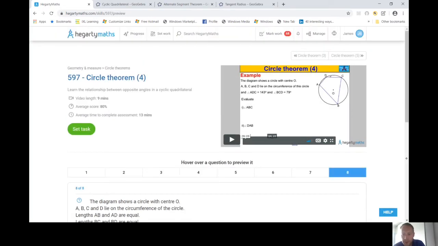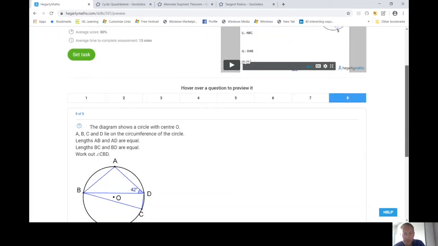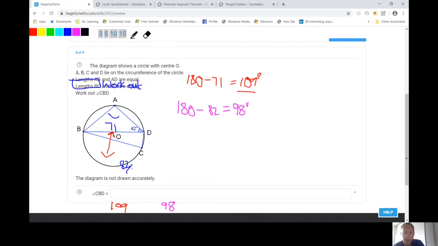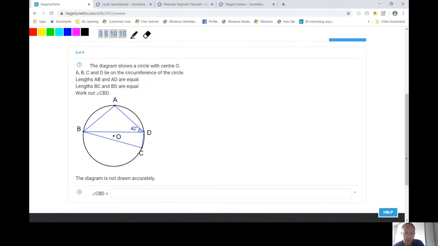So we'll jump to the end. So try question 8. Okay, so when this gets trickier is when you haven't just got to use one rule. So you've got to try and find the rules that you remember on all types of angles. So whether that's angles in a triangle, isosceles triangles, being able to use vertically opposite angles, parallel lines, etc., etc.